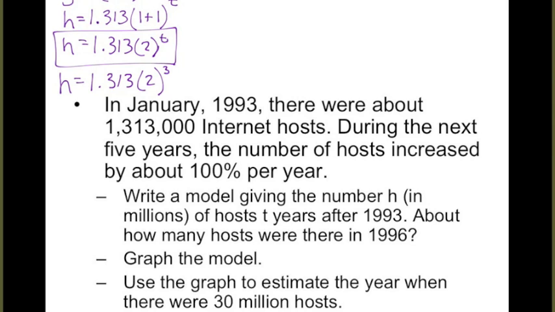So t is the amount of time that has passed since the problem started. The problem started in 1993. We're talking about 1996. 3 years have passed. So we plug that in. We just plug that right into the calculator to get an approximation, and that is about 10.5. So there are about 10.5 million internet hosts in 1996.